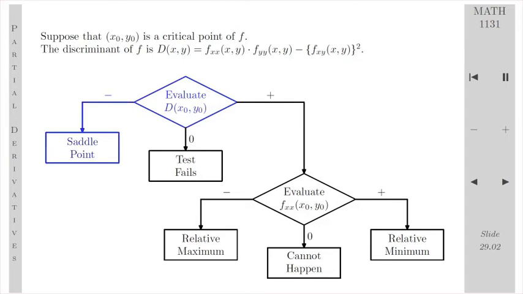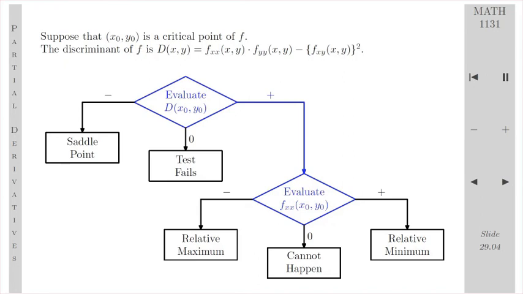If the discriminant is negative, then I have a saddle point, not a relative extremum, and we are done. If the discriminant is 0, generally speaking, it is very hard to decide what happens. We won't bother doing that. I don't think there are homework problems in the book where you have this situation, and you won't have that on the test either. If the discriminant is positive, then you look at fxx.